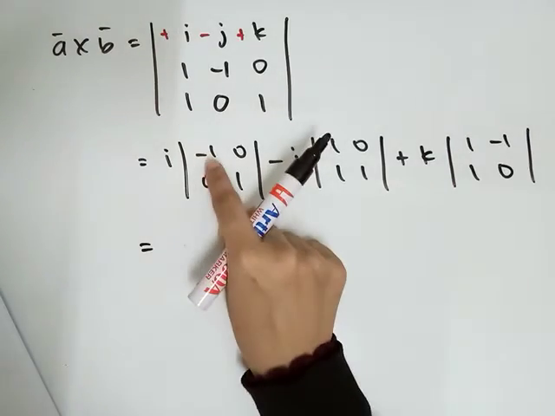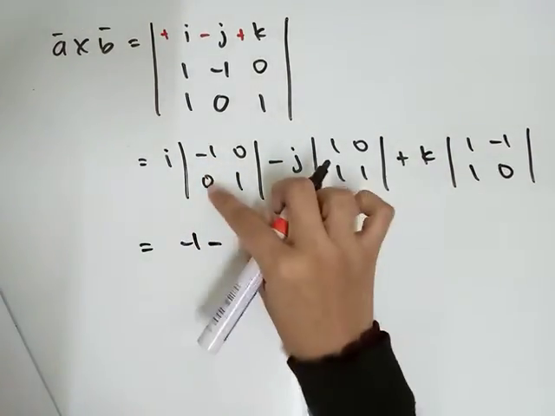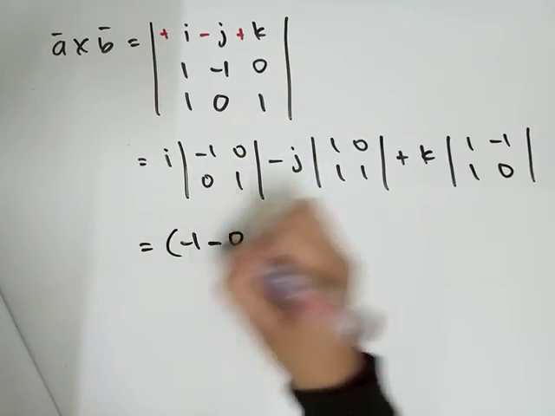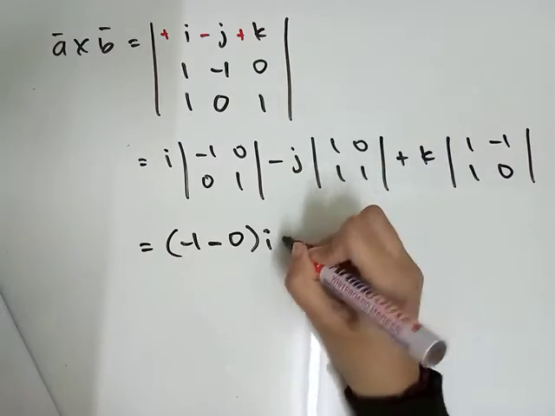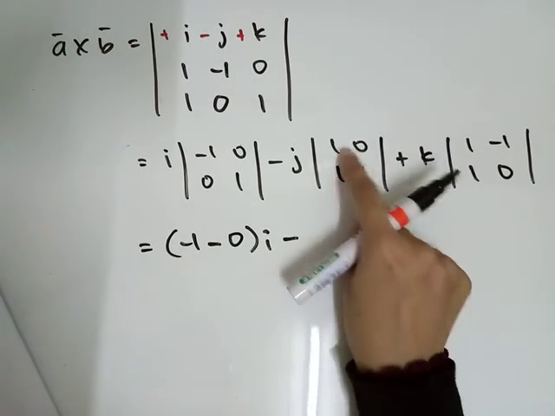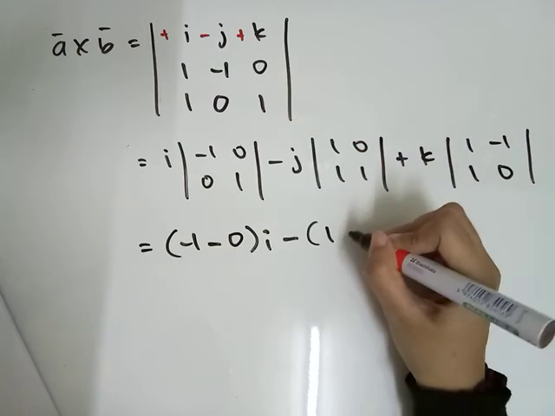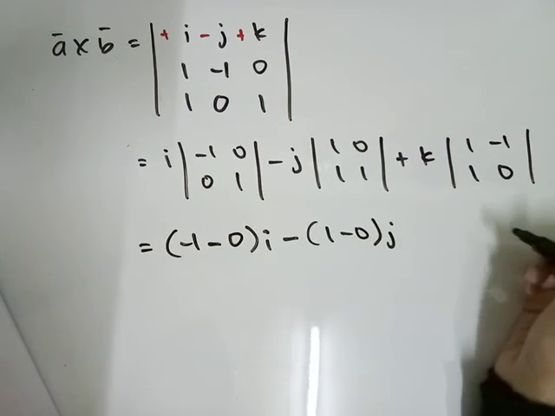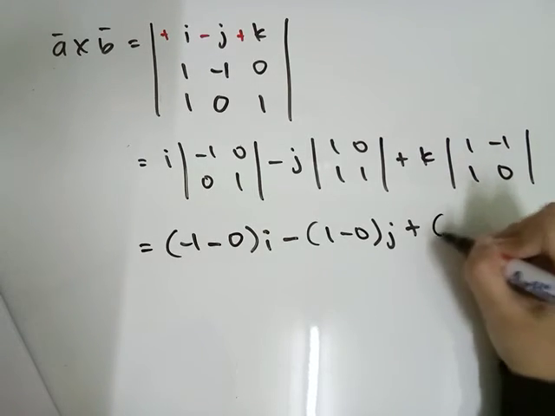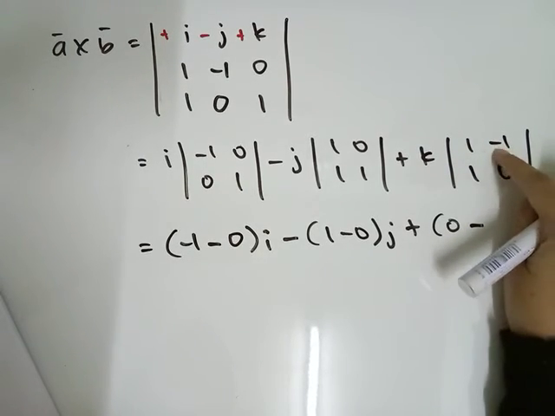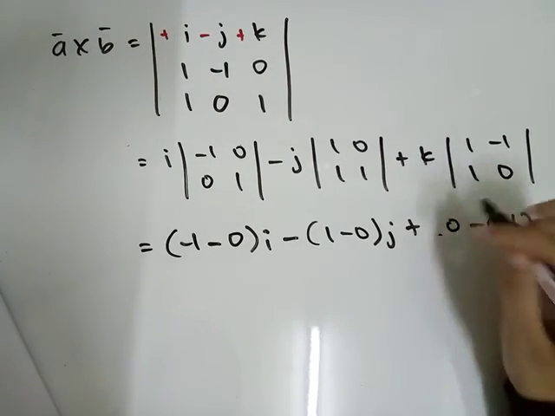Okay, and then calculate using A times D minus B times C. So negative 1 times 1, we get negative 1, minus 0 times 0, you get 0. This is for I. For J, put it negative here first, and then 1 times 1, we get 1, minus 0 times 1, we get 0. This is for J. And then plus, 1 times 0, you get 0, minus negative 1 times 1, you get negative 1. This is for K.